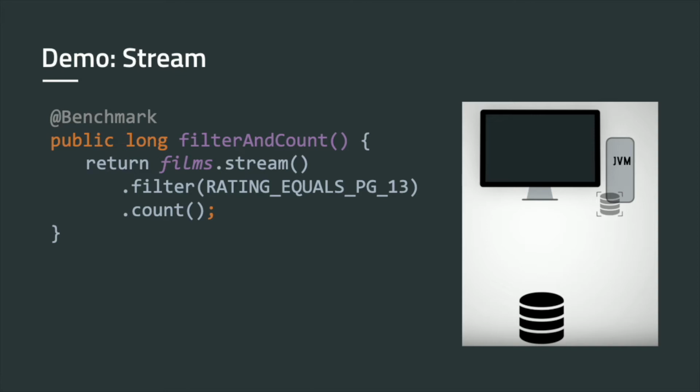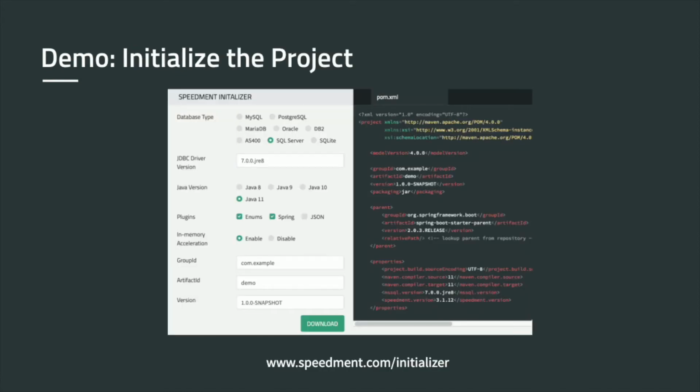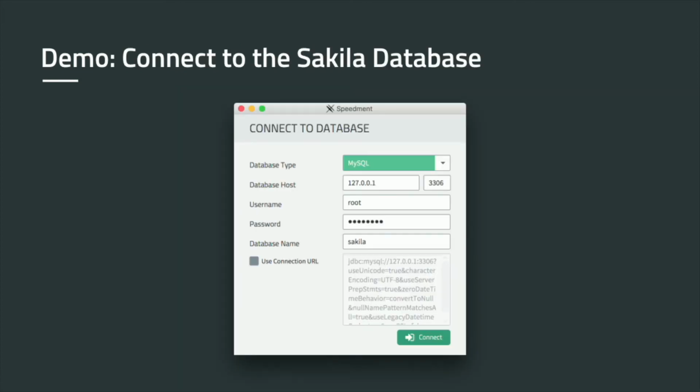Then I also have another one that I'm going to run. And that's the second case when we have everything in the JVM. So go to the initializer, click what kind of SQL server you have, what kind of Java version you have, in-memory acceleration, enable, and download. Then you get the POM, and then you can just start off your project.